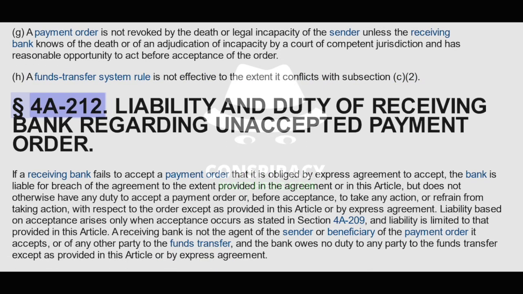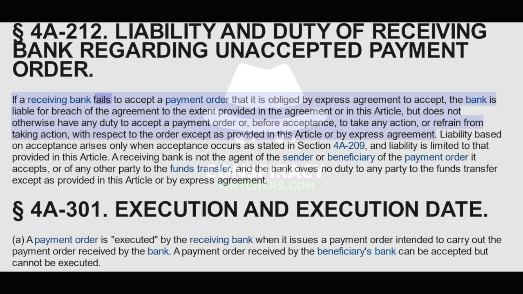Section 4A212. Liability and duty of receiving bank regarding unaccepted payment order. If a receiving bank fails to accept a payment order that it is obliged by express agreement to accept, the bank is liable for breach of the agreement to the extent provided in the agreement or in this article, but does not otherwise have any duty to accept a payment order or, before acceptance, to take any action, or refrain from taking action, with respect to the order except as provided in this article or by express agreement.